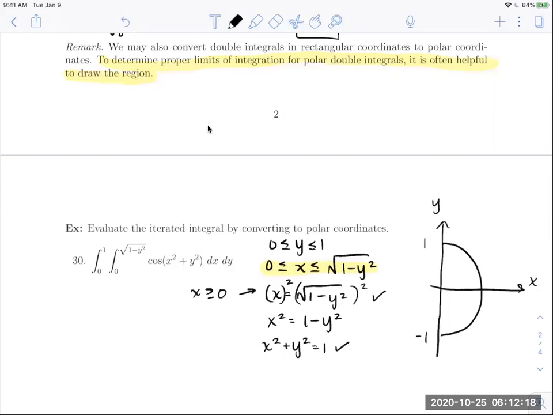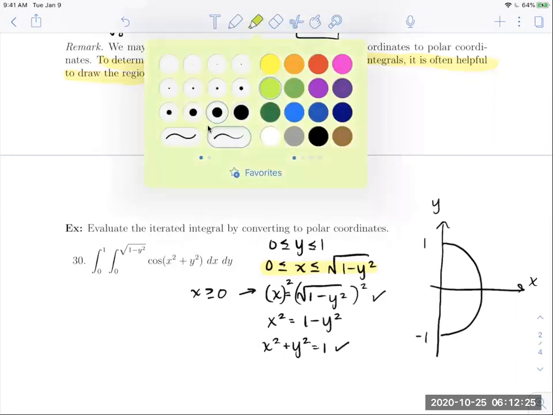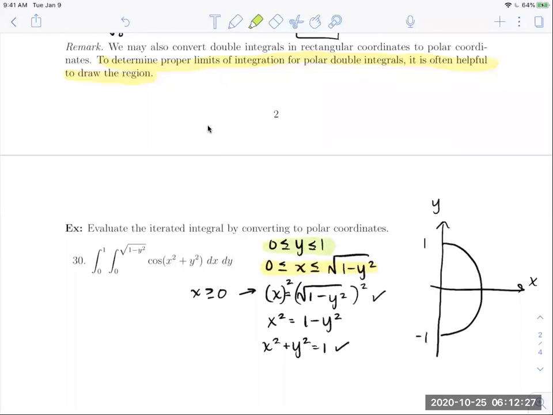Okay, and so here's what we get for our region when I look at my x limits of integration. But now what I want to do is I want to look at my y limits of integration. Y is only allowed to range from 0 to 1. So I'm going to x out this lower quarter circle because that has y values that are negative, and I'm only going to shade the part of the semicircle that has positive y values. All right, so now what I've done is I've drawn my region using the rectangular limits of integration.